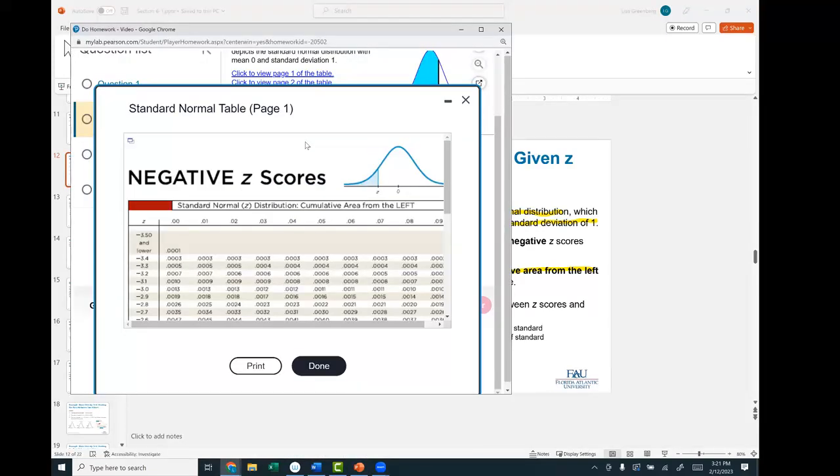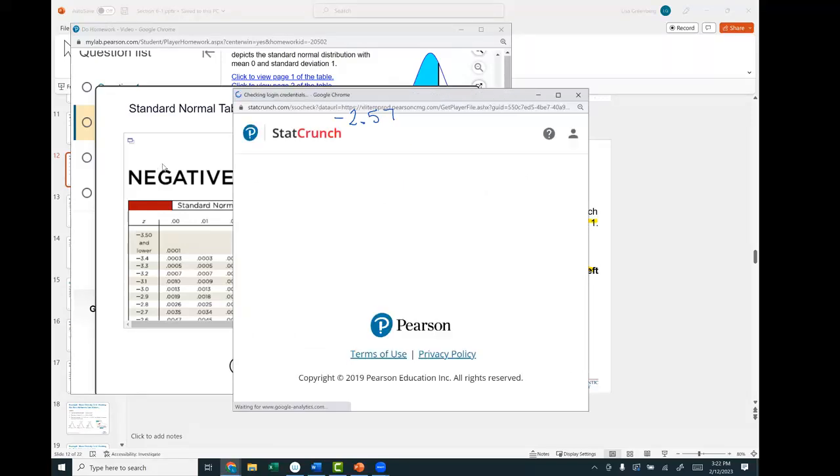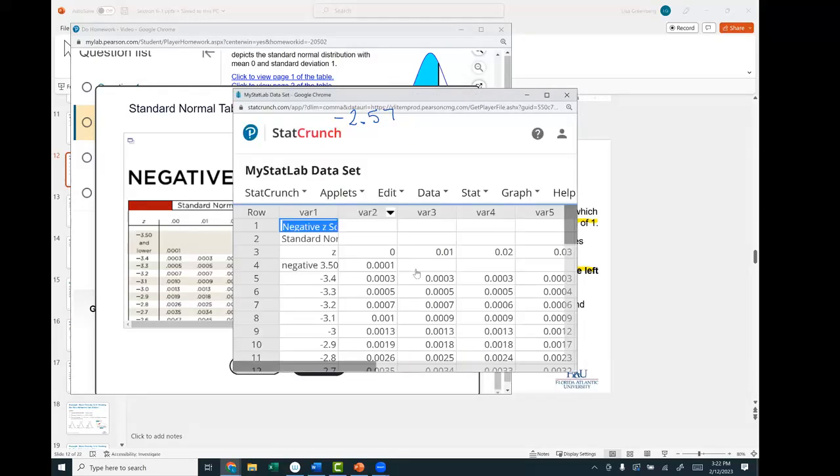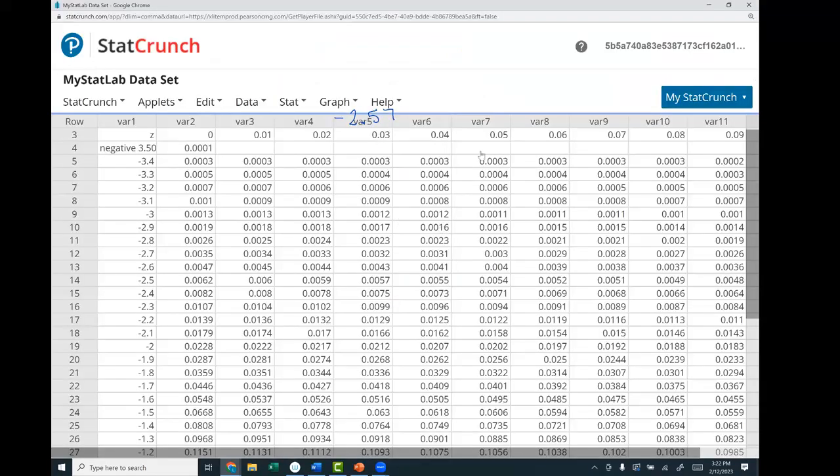So if I say I have a z-score of, let's say, negative, hold on. Let's say we have a z-score of negative 2.57, okay? So let's see what we do. This is really not a necessary thing, except maybe it'll make it easier for us to see. Okay. So this is the table, and let me move the z-score that we picked.